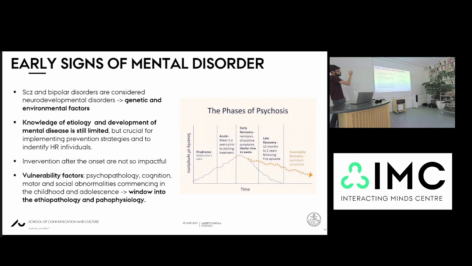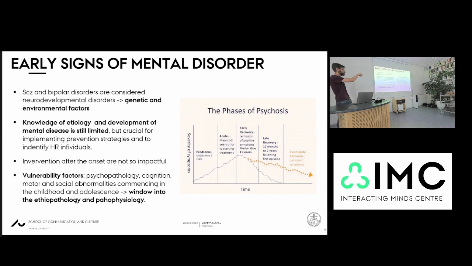Schizophrenia, and also bipolar disorder, are considered neurodevelopmental disorders, so there is a strong role of genetic and environmental factors. Knowledge of the etiology and the development of the disease is very limited because we have very few studies, but it is crucial for implementing prevention strategies and identifying individuals at high clinical risk. It is even more important because we know that interventions after the onset are not so helpful or impactful, despite a huge amount of money and research spent on them.